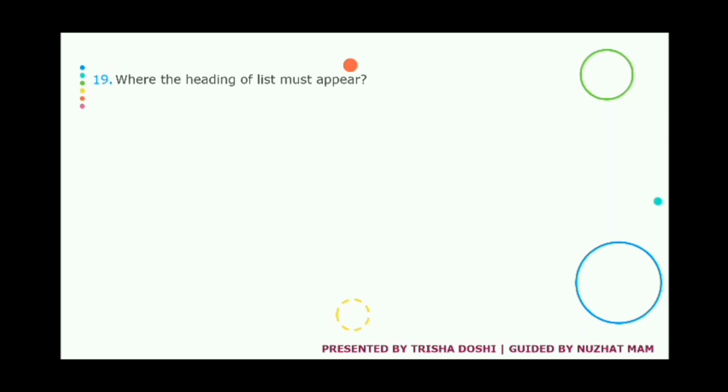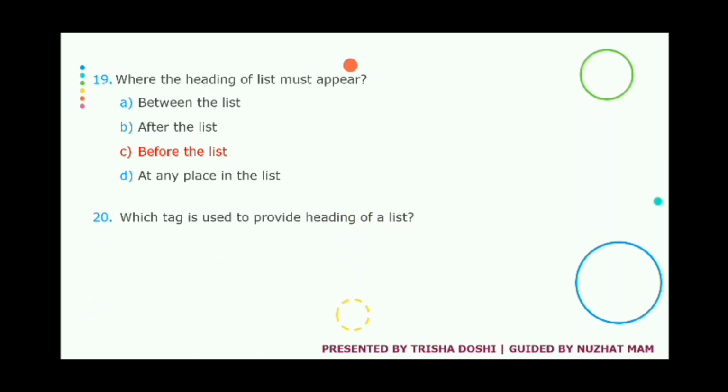Question 19. Where the heading of list must appear? A. Between the list, B. After the list, C. Before the list, D. At any place in the list. The correct answer is C. Before the list.